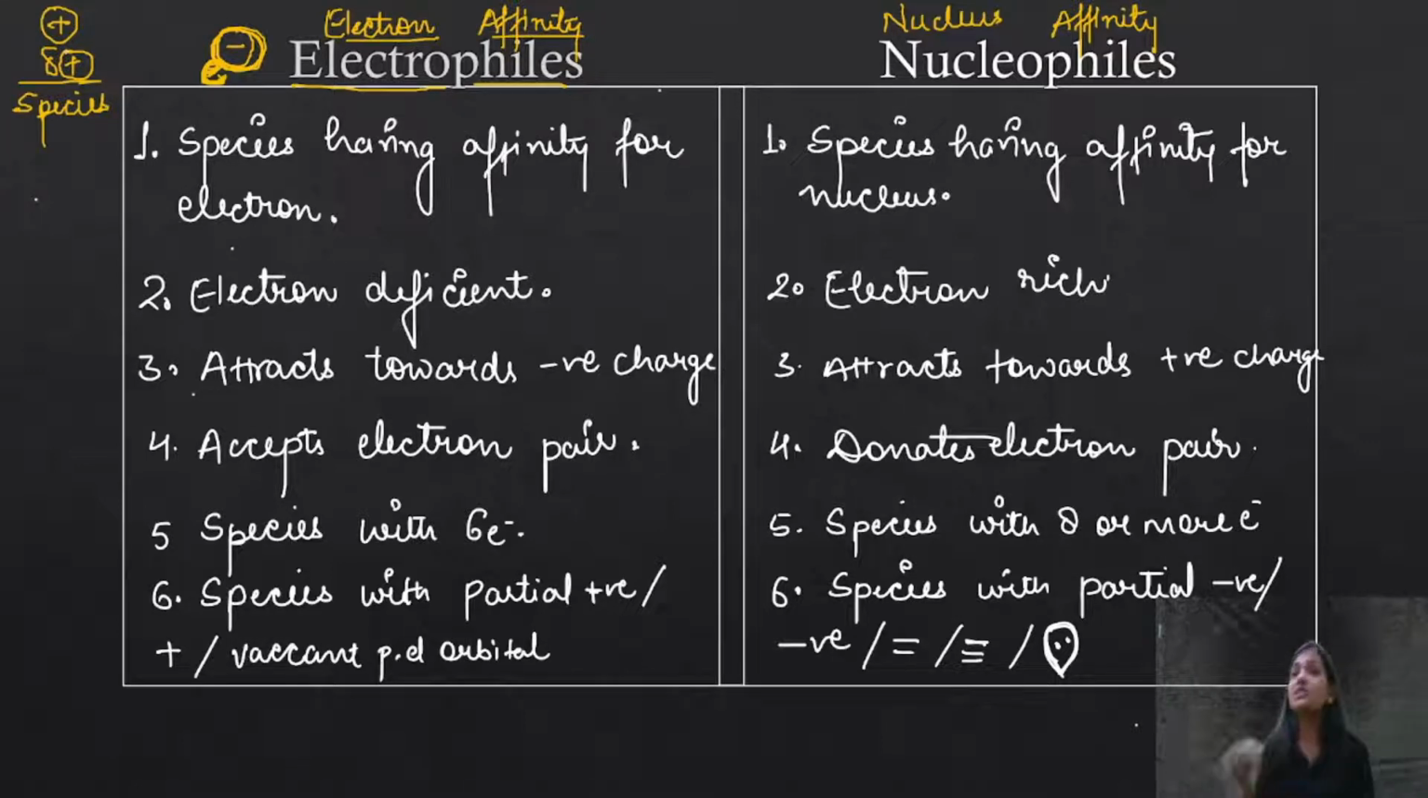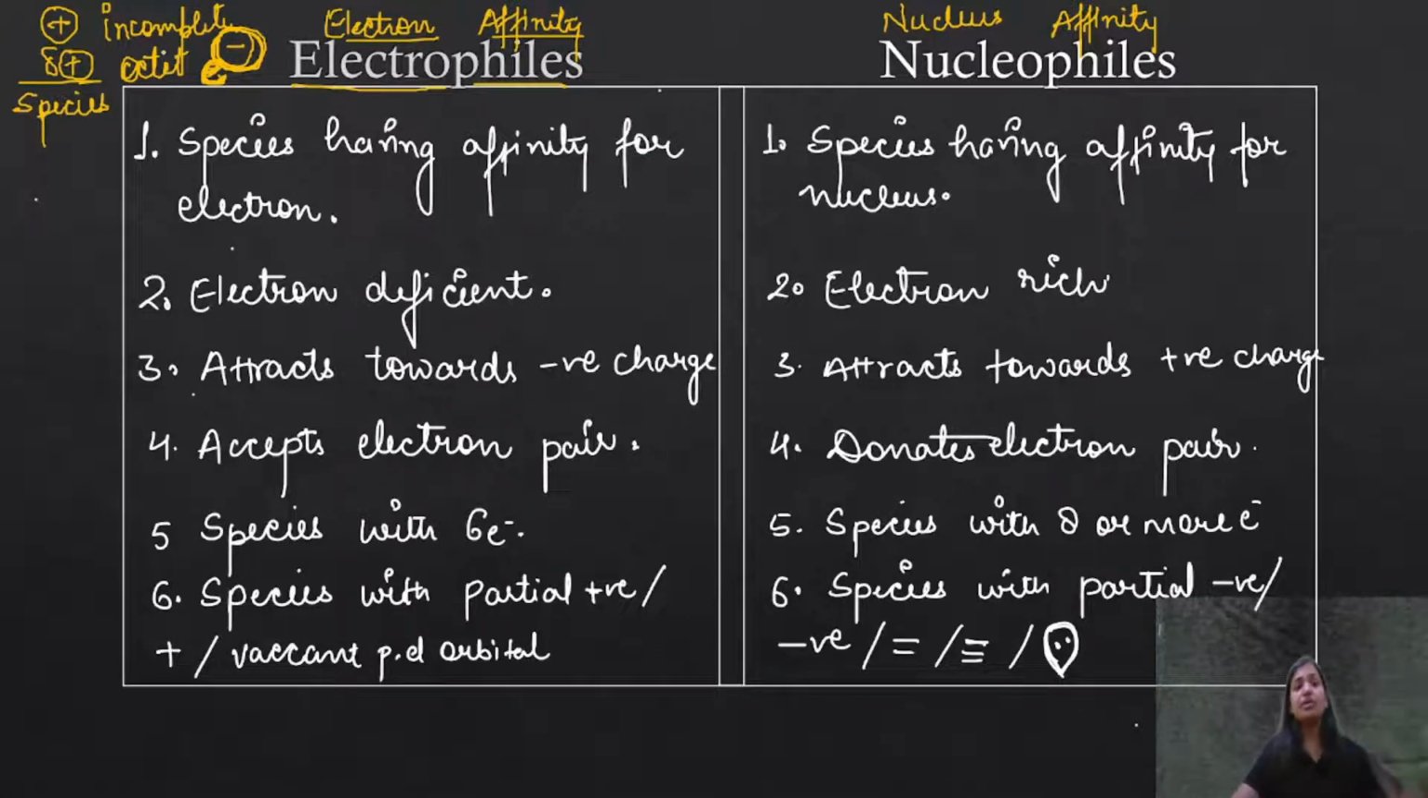Basically, any of the species has to be electron deficient. You know the octet rule, so if any of the species is having an incomplete octet, then only they will show the attraction towards electron. If their octet is complete, they are already having 8 electrons in the valence shell, then why would they attract electron? There will be no affinity for electron. Are you getting my point?